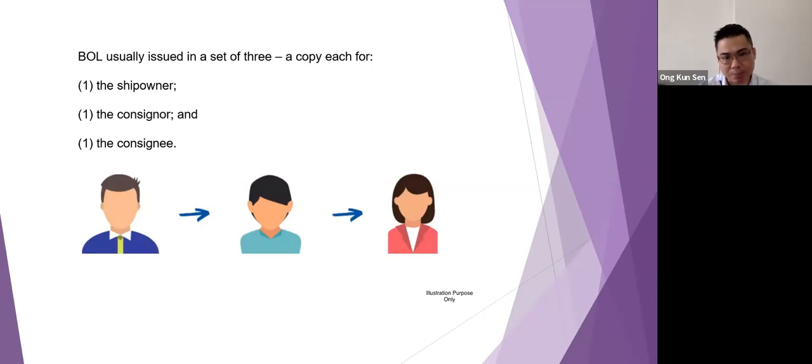and then one copy will be retained by myself, the consignor. And then what about the other copy? The other copy will also be given to me, whereby I will email or deliver the third copy to the consignee, which in our case is Kuhan. So the ship owner, myself, and Kuhan, each of us would have a copy of the BOL. This is how a BOL is usually issued or operates in the industry.